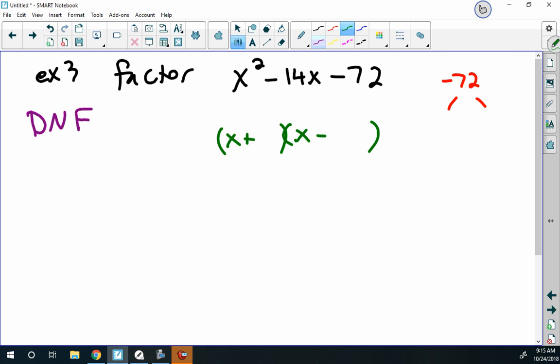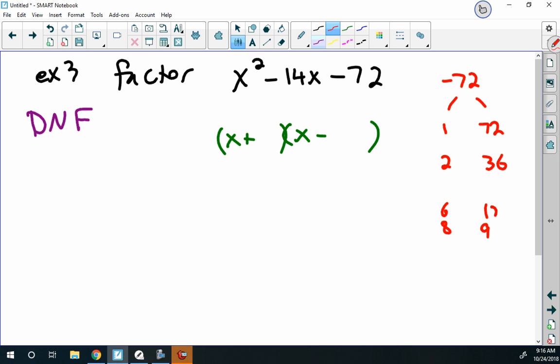Okay. So 1 and 72, if we subtract them, is that going to equal 14? No, that's going to be 71, and that's not even close. What about 2 and 36? If we subtract those, we're going to get 34. That's not going to work. Dang it. What about 8 and 9? If we subtract those, what are we going to get? It's going to be 1, right? So 8 and 9 is not going to work. Oh, crap.